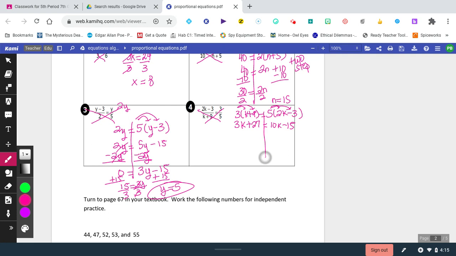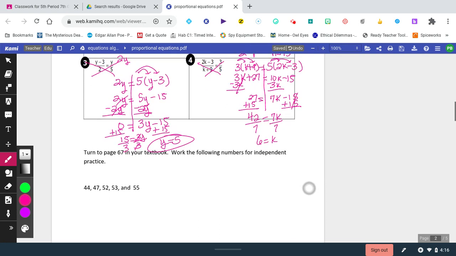Now I have variables on both sides. I'm going to get rid of the 3k term by changing it to its opposite. So I'm left with 27 equals 7k minus 15. Now I'm going to add 15 to both sides because I have a two-step, and I want to get rid of the one that's on the side with the variable but farther from it first. So that's going to give me 42 is equal to 7k. I'm going to divide both sides by 7 because it's the opposite of multiplying by 7. So I know that k equals 6.